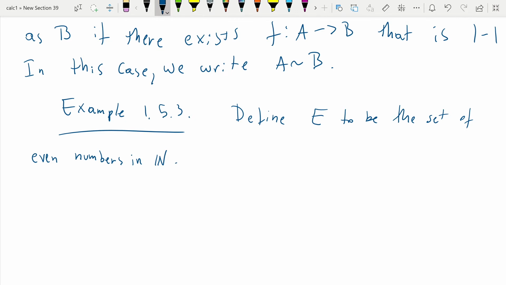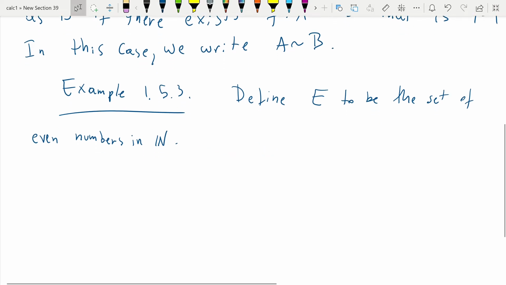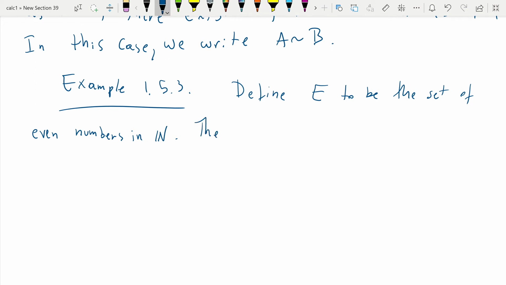It turns out that E has the same cardinality as N. So the conclusion here is that E has the same number of elements, in quotes, as N. So there's a one-to-one and onto function from N to E.